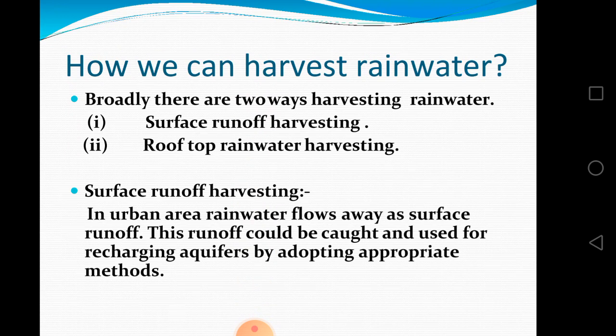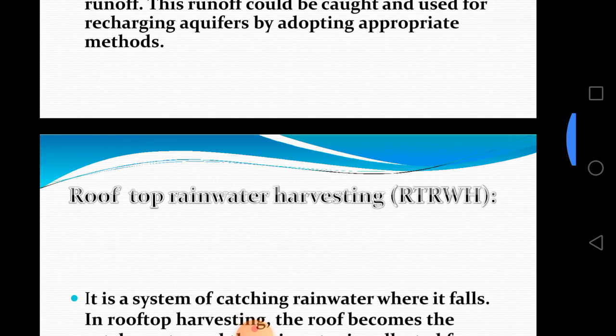So especially in urban areas, rainwater flows away as surface runoff, because there are concrete roads and a lot of urbanization, a lot of buildings. So it is directly converted into runoff. This runoff could be caught and used for recharging aquifers by adapting appropriate methods. We can collect this water separately, at a distance where space is available. There we can collect the water and recharge the aquifers. So this means surface runoff water harvesting.